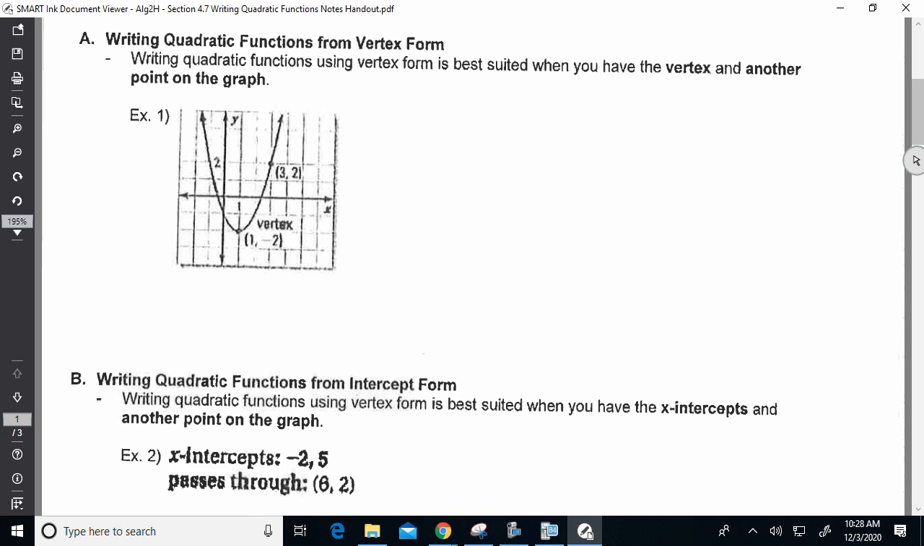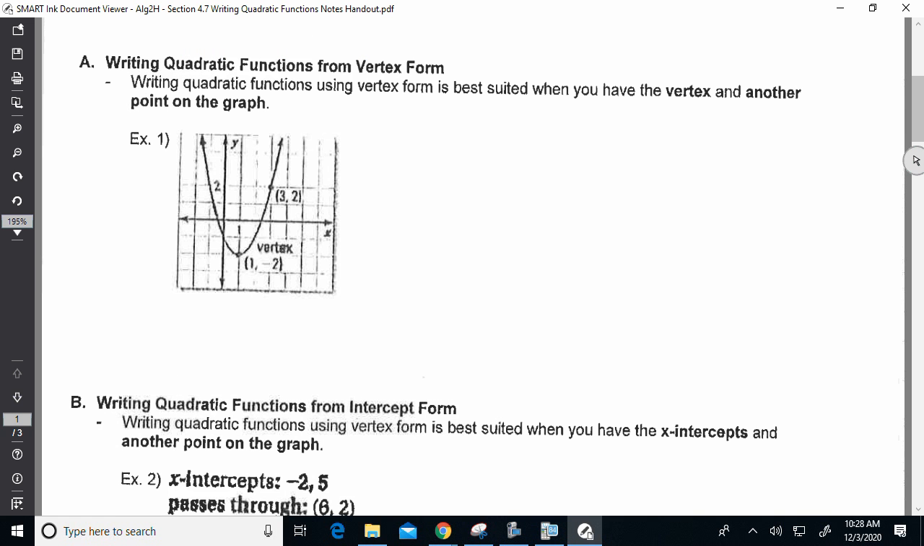Let's kick things off with vertex form. So, vertex form is y equals a parentheses x minus h squared plus k. You use vertex form if you are given the vertex and you're given another point.